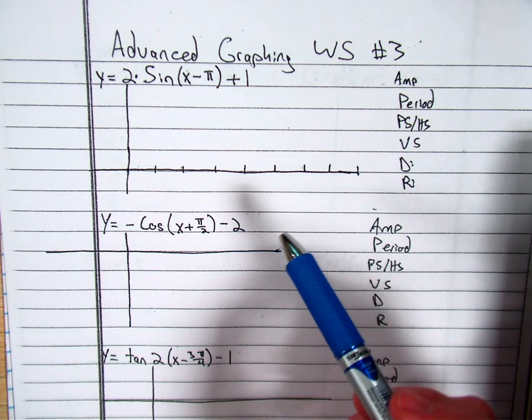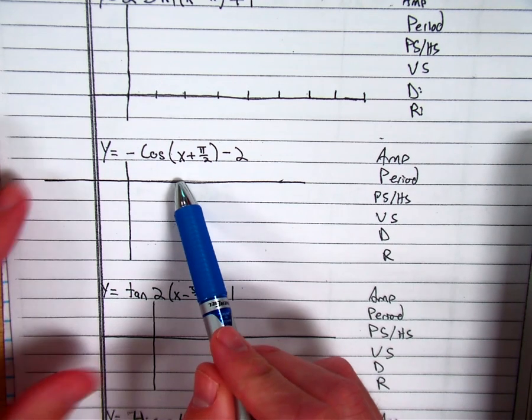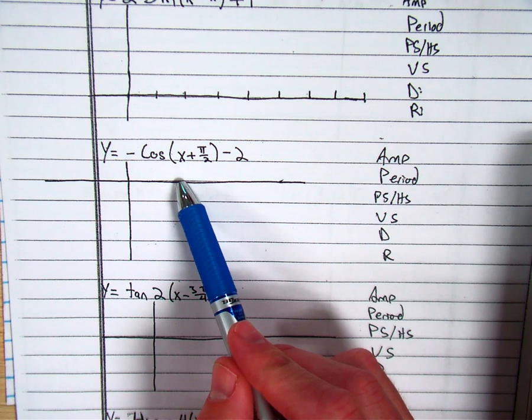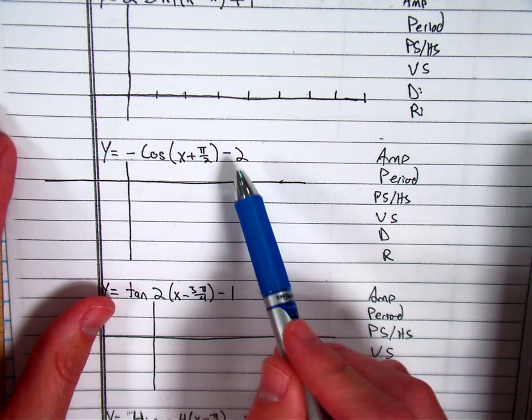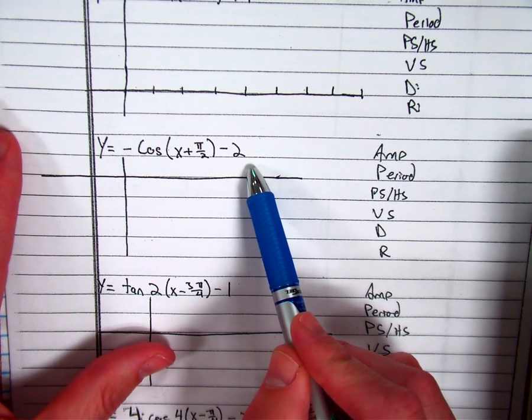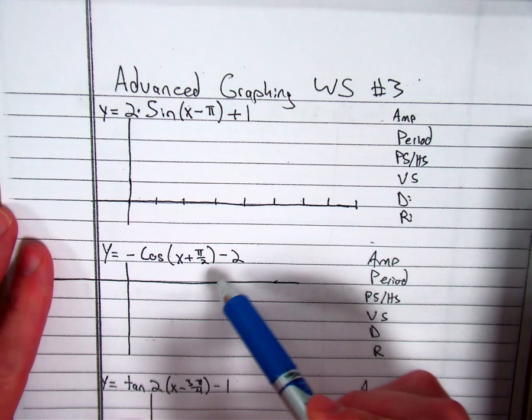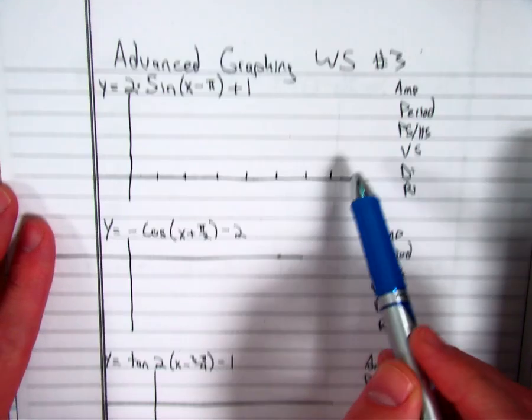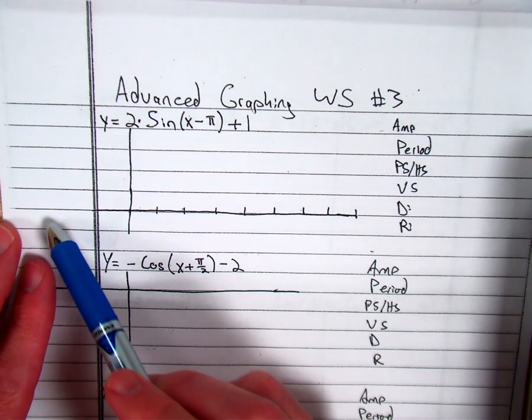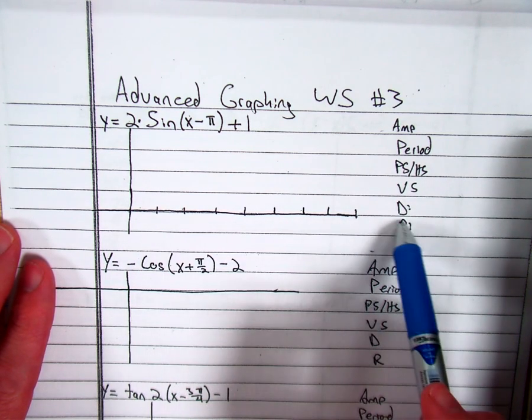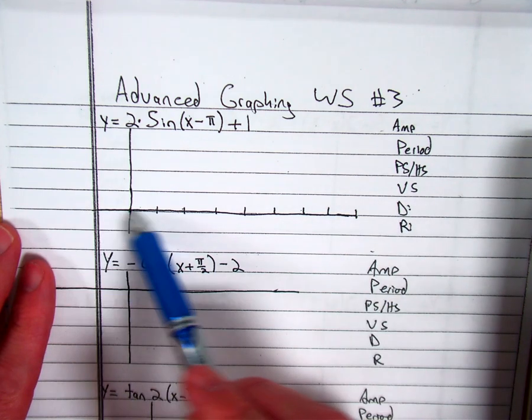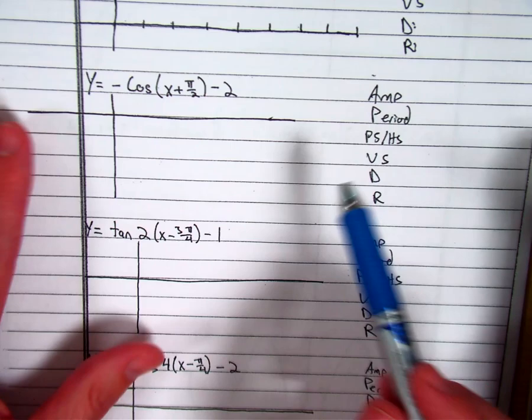We're going to look at the second one here, negative cosine of x plus pi over 2 minus 2. Okay, and hopefully this one will work with this up top here. With the first problem, you've already got some tick marks labeled. Go ahead and make sure we fill all of those in and use them all up.